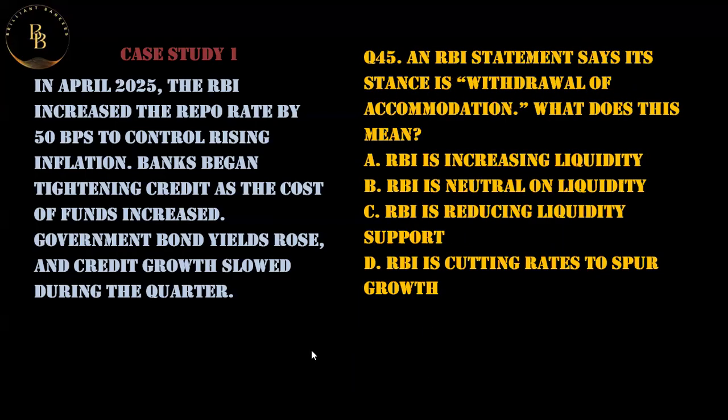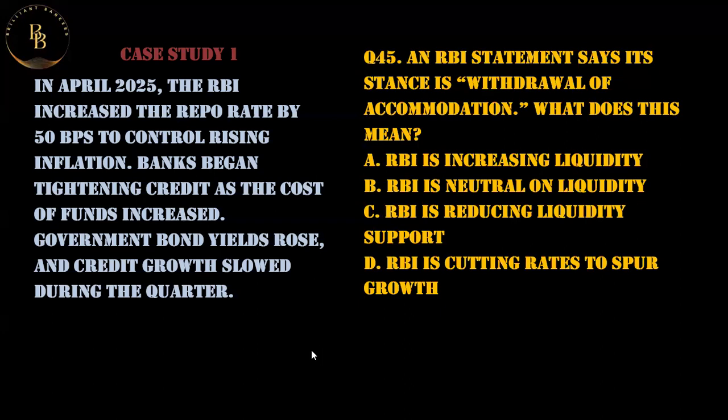Question number 45. An RBI statement says it stands for withdrawal of accommodation. What does this mean? RBI is increasing the liquidity. RBI is neutral on liquidity. RBI is reducing liquidity support, or RBI is cutting rates to spur growth. What does withdrawal of accommodation mean?